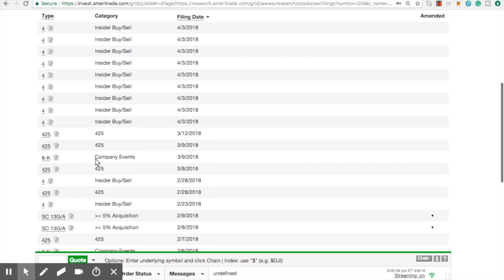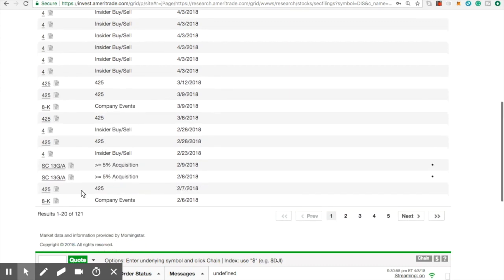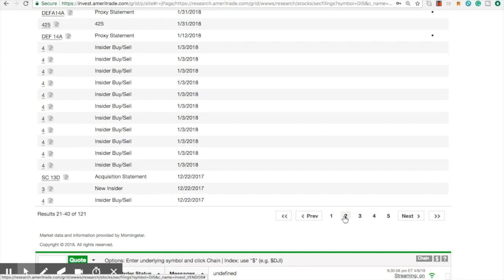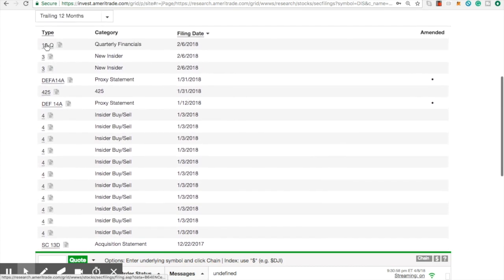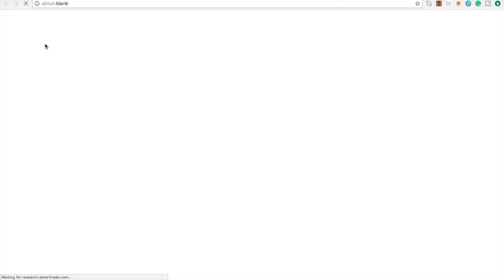You have the 8K report, which is company events, what's going on with the company. And we're going to get into that in another video. But what we're looking for right now is the quarterly financials. And I don't see that on this first page. So you need to go down here to page 2. And we're going to try to see if we find the quarterly financials. And there it is, the 10Q. The 10Q is going to be the quarterly financials, and that was dated February 6th. So we're going to go ahead and open that up.